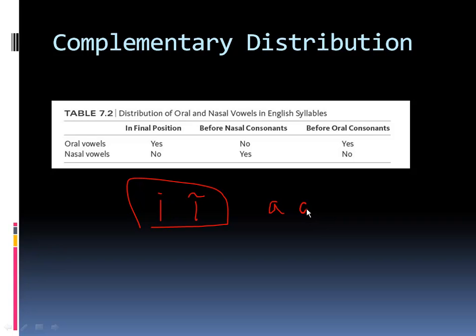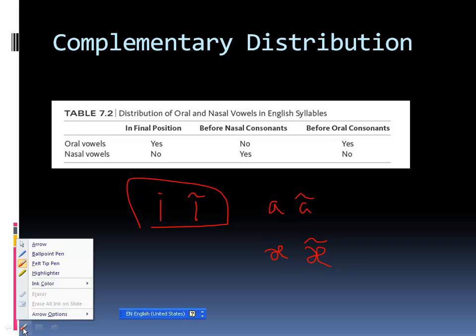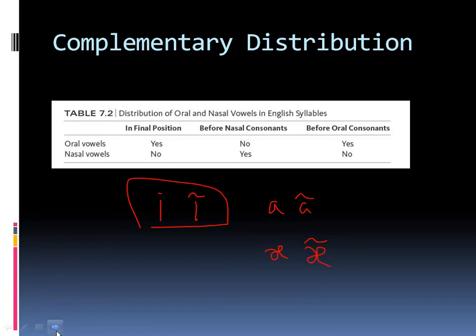Let's try this one: as in bat, and as in bang. They are not phonemically different. They're phonetically different. So, are you making a distinction between phonemic and phonetic distributions? I hope you are.